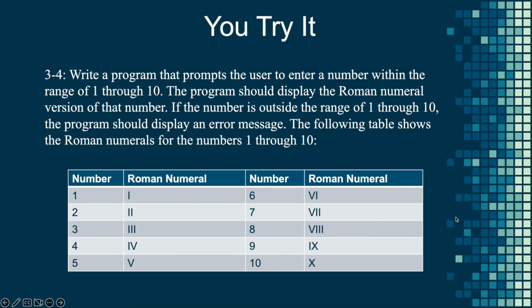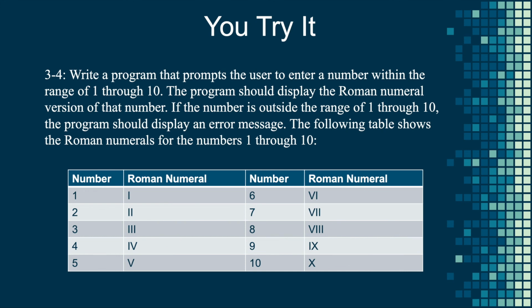So what I want you guys to do is try this program here. Enough about the turtle for a second. Try this program on your own and just see if you can do this. It says, write a program that prompts the user to enter a number within the range of 1 to 10. The program should display the Roman numeral version of that number. If the number is outside the range of 1 through 10, the program should display an error message. The following table shows the Roman numerals for the numbers 1 through 10. So go ahead, pause the video here and give it a try. This is just for practice, and see if you guys can do this.